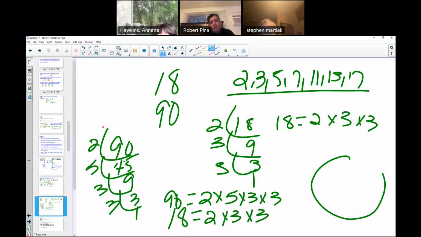Now I'm going to do my LCD soup. And since I did 18 first, I'm going to dump it in first because I want to show you something. So I'm going to dump 18 into my soup.